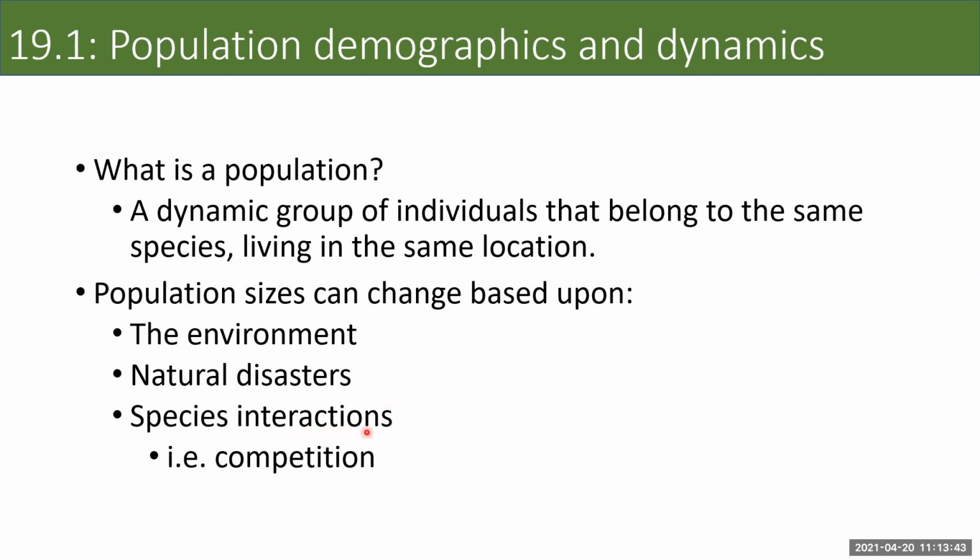And then we also have species interactions, like competition. Let's say you have one plant that's a really good competitor and it outcompetes other plants. That one plant can actually prevent other plants from living in that environment. So they can competitively exclude other species from that community through those species interactions.